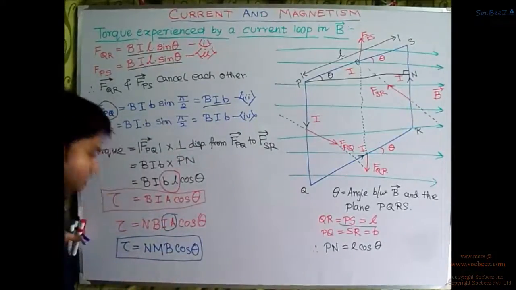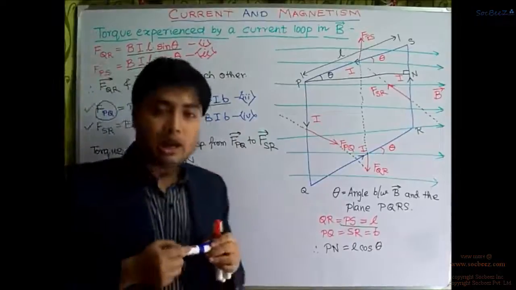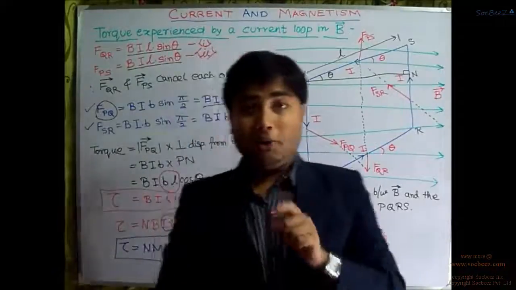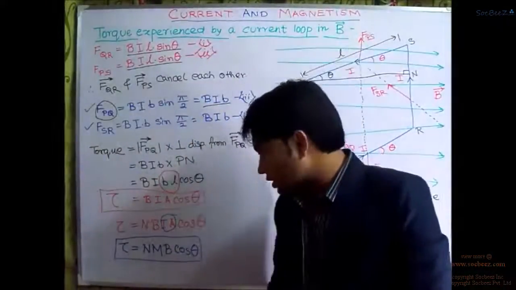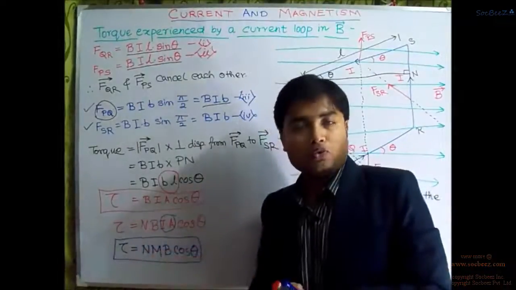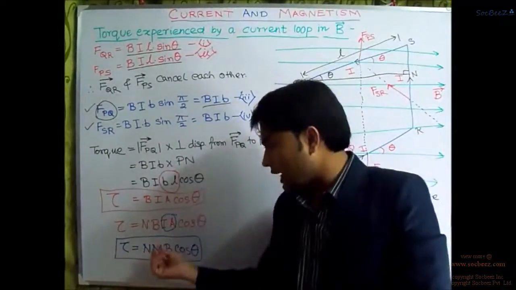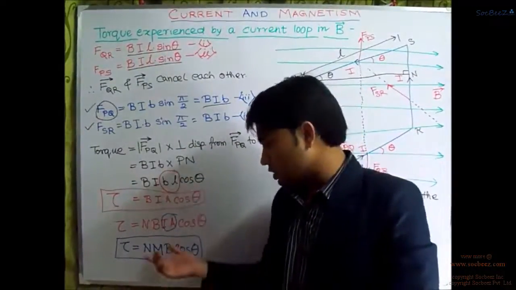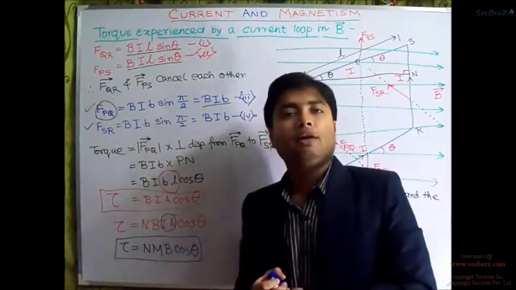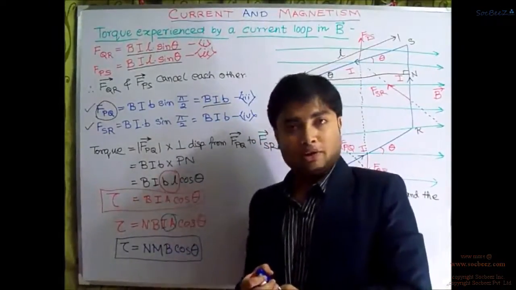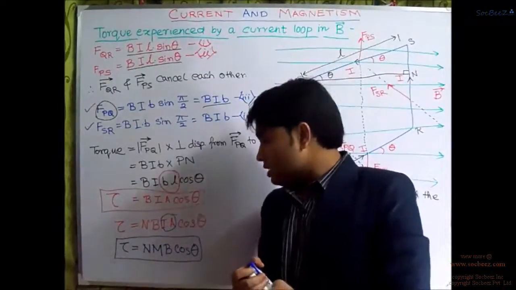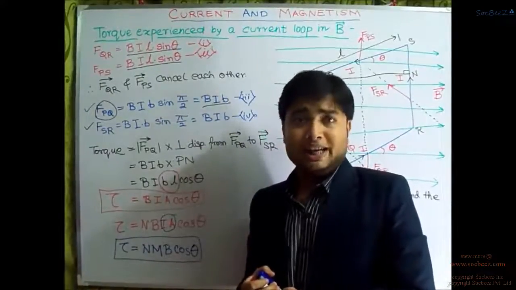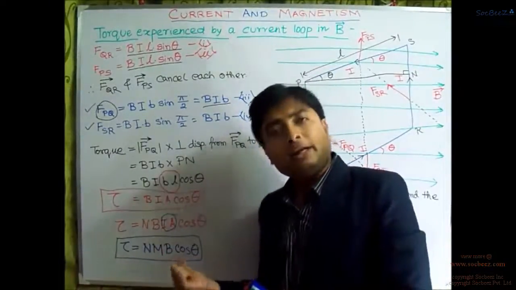Now in many references, you may find that the torque is equal to the cross product. For example, if N is not there, only one single loop, then this will look like MB cos theta. But in many references, you may find that the torque is equal to the cross product of M and B, the M vector and the B vector, right? And the cross product of the vectors M and B we represent as MB sin theta.